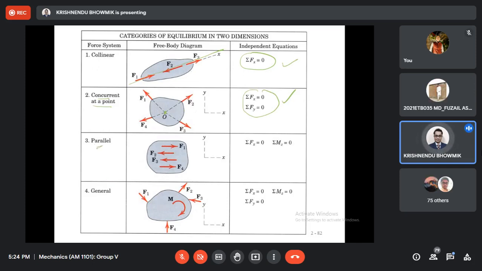When it is the parallel case... Should I repeat? This one you understood? Yes, sir. Understood. Here everything is concurrent force.